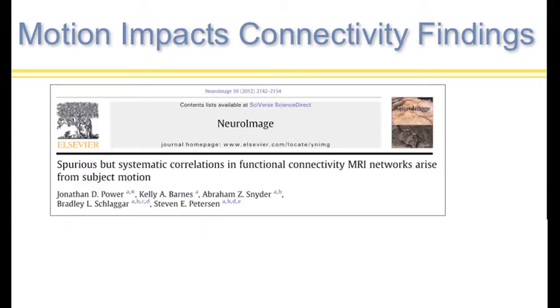Okay, so now switching gears to connectivity findings. There was a big splash in the neuroimaging community because some of our colleagues basically had to publicly admit that some of the findings they had reported were due to artifacts. And those data per se did not pertain to autism.